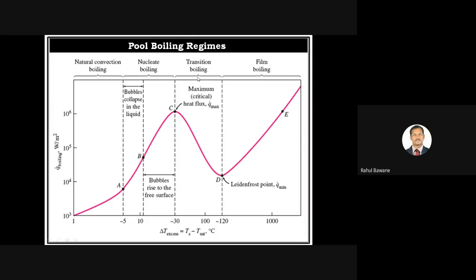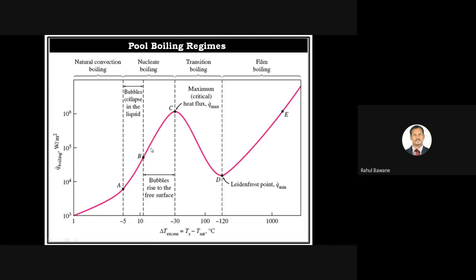So in transition boiling, or unstable film boiling, a number of pockets are formed which reduce the direct available heating surface area for water. So we observe a reduction in heat flux. It reaches the minimum value when the complete heating surface is covered by a stable vapor film, which is called film boiling. After that we observe an increase in heat transfer rate, heat flux, because radiation is playing the major role. So again we observe a rise in heat flux.